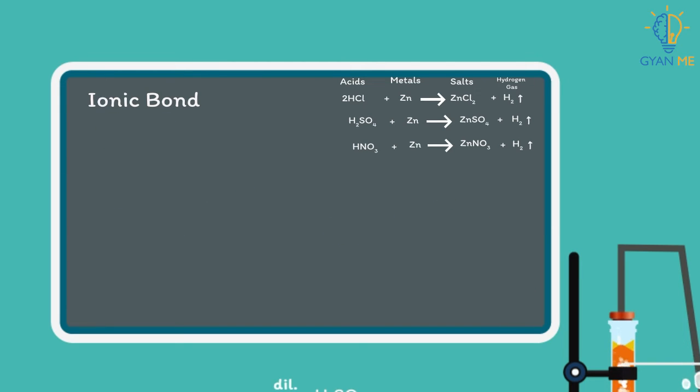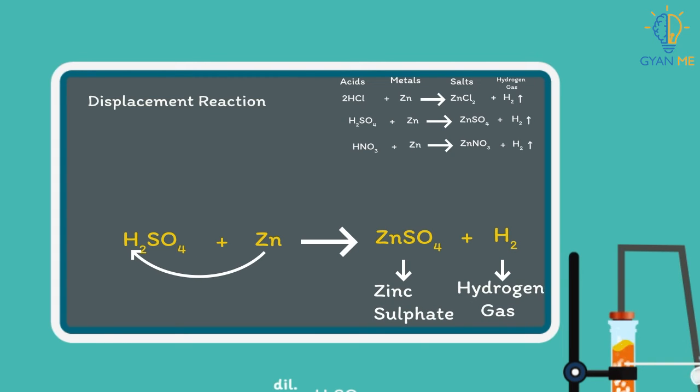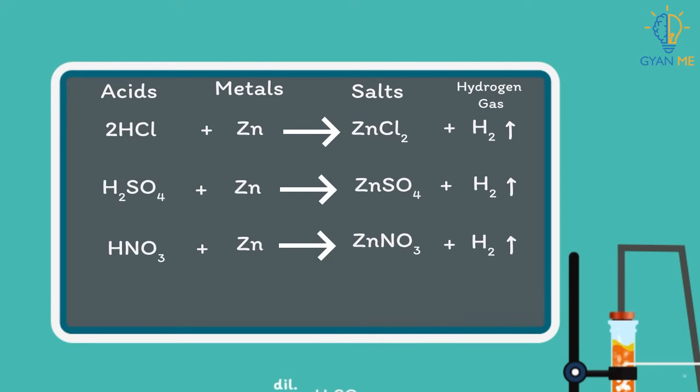Have you noticed the type of chemical reaction happening here? Yes, it is a displacement reaction. Here, the metal atoms displace the hydrogen atoms from the acid. Accordingly, hydrogen gas and salt of corresponding metal forms. Here, in this experiment, the salt of zinc, that is zinc sulfate, and hydrogen gas is formed. Thus, the reaction of metal with an acid can be summarized as acid plus metal gives salt plus hydrogen gas.